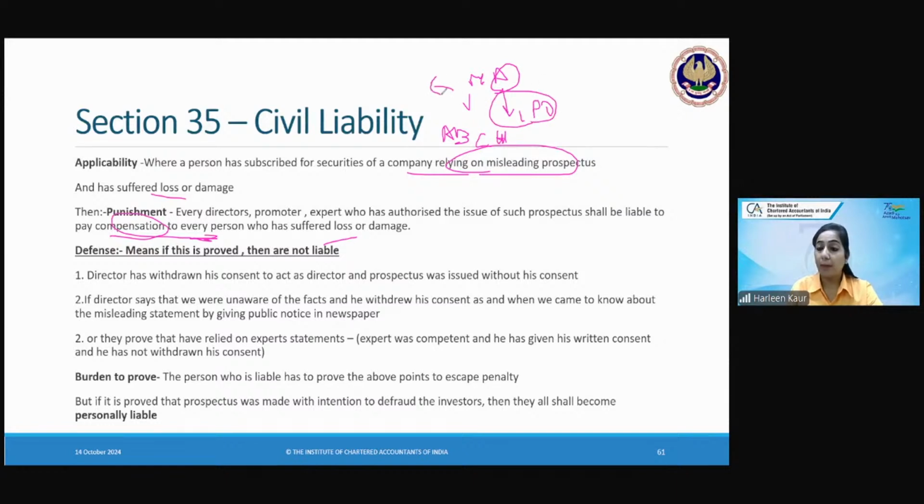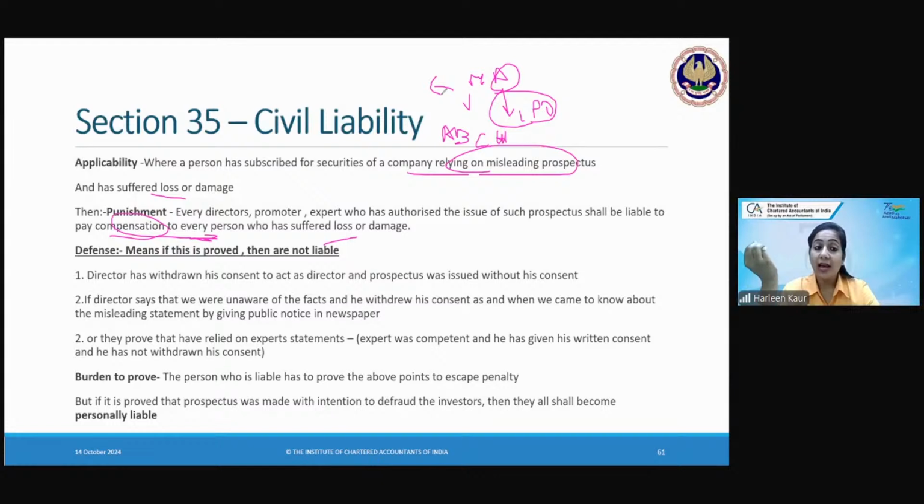Now, what happens when your prospectus is not telling a true and fair picture? There can be financial risk and financial losses to the investors, and it also damages the company's image. So here, Mr. A purchased the shares on the basis of a misleading prospectus and suffered a financial loss. Damage has happened to him.